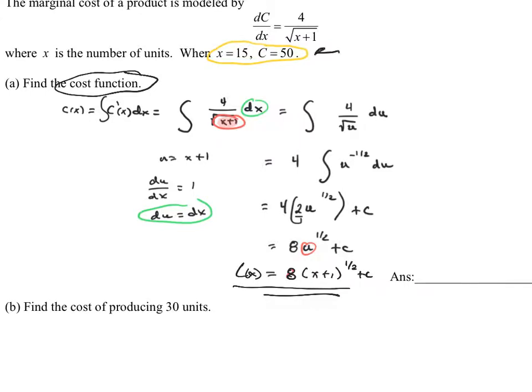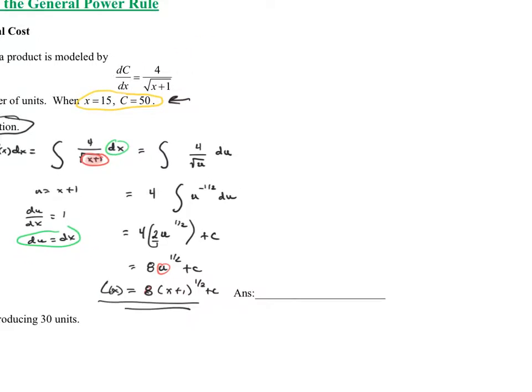So we need to use that given information of when I plug in x, I get 50. So let's give that a try. Let's try plugging in 15. So C of 15 would equal 8 times (15 plus 1) raised to the 1/2, and then we have plus C. So when I plug in 15, according to the given information, I need to get a total cost of $50. Well, let's do some math here in our calculator. 15 plus 1 is 16. 16 raised to the 1/2 is 4. 8 times 4 is 32. So really I have 32 plus C equals 50. Subtract 32 from both sides, and I end up with C equals 18.